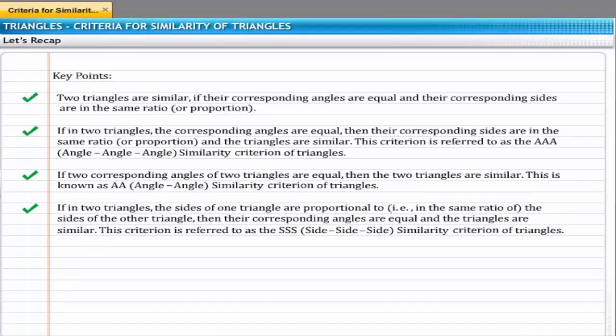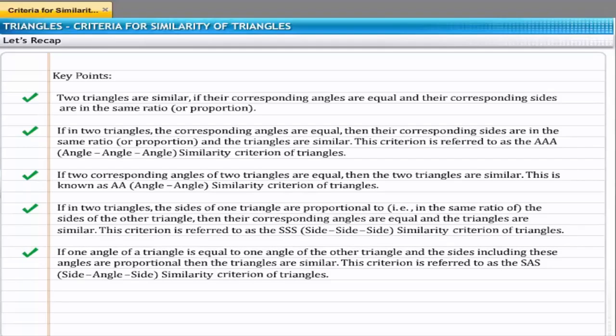If in two triangles, the sides of one triangle are proportional to the sides of the other triangle, then their corresponding angles are equal and the two triangles are similar. This criterion is referred to as the SSS, or the side-side-side similarity criterion of triangles. If one angle of a triangle is equal to one angle of the other triangle, and the sides including these angles are proportional, then the two triangles are similar. This criterion is referred to as the SAS, or the side-angle-side similarity criterion of triangles. Hope you enjoyed this learning experience.